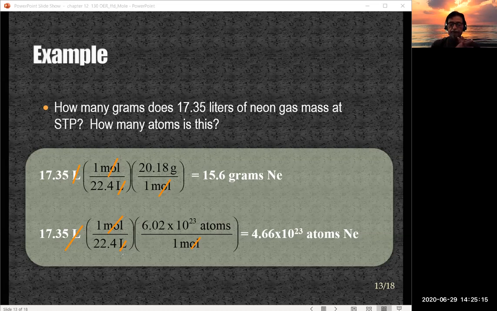So 17.35 liters of neon gas at 0 degrees and 1 atmosphere has a mass of 15.6 grams, and there are 4.66 times 10 to the 23rd atoms of neon. Okay.